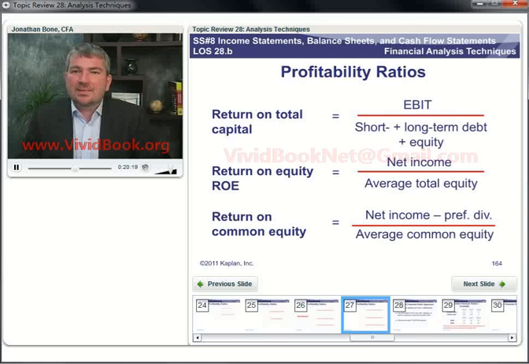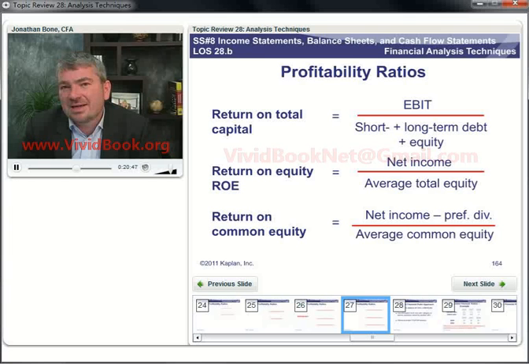Return on capital. Short plus long-term debt and equity, so any interest-bearing current liabilities plus long-term debt plus our stockholders' equity, and we're looking at EBIT. Now EBIT's good because it's a pre-levered measure of return, so before any distributions to both equity and debt holders. One downside of using EBIT is it's also before tax, and of course the returns to both debt and equity holders are after tax payments.